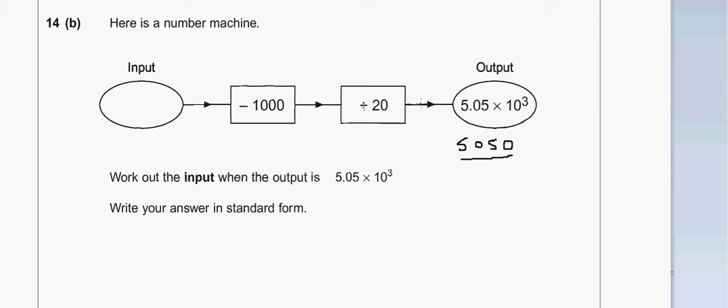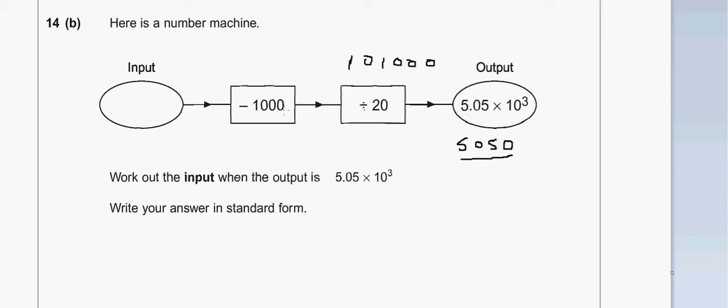So we now go back. It says divide by 20, so we're going in the opposite direction. So we multiply by 20. 5050 multiplied by 20 will give us at this point 101,000. Okay, we get 101,000.